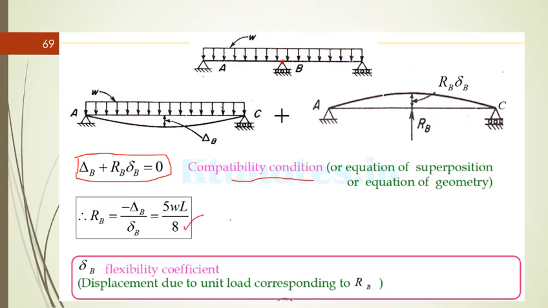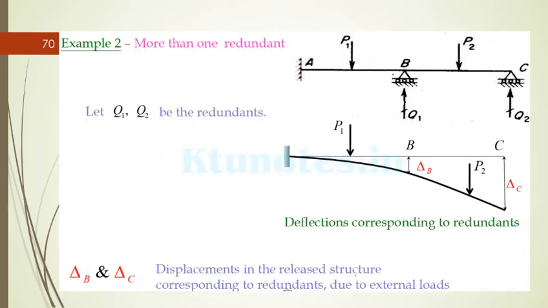So we found the reaction, and here small delta B is the flexibility coefficient, the displacement due to the unit load corresponding to the RB. So this is actually an application of the flexibility method in solving the structure.